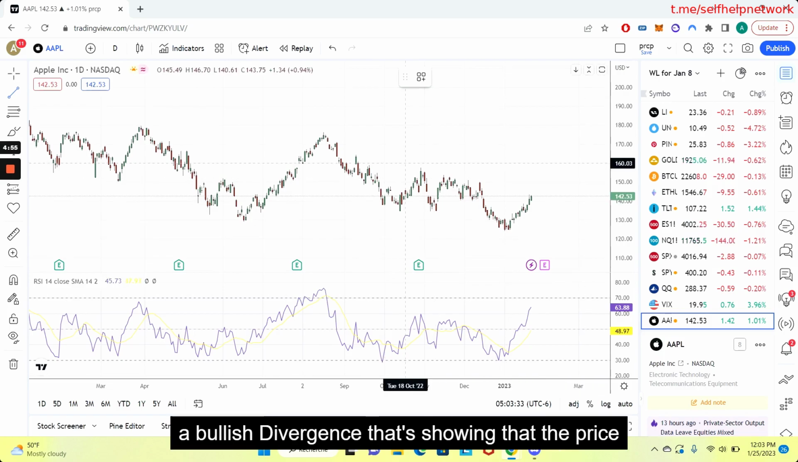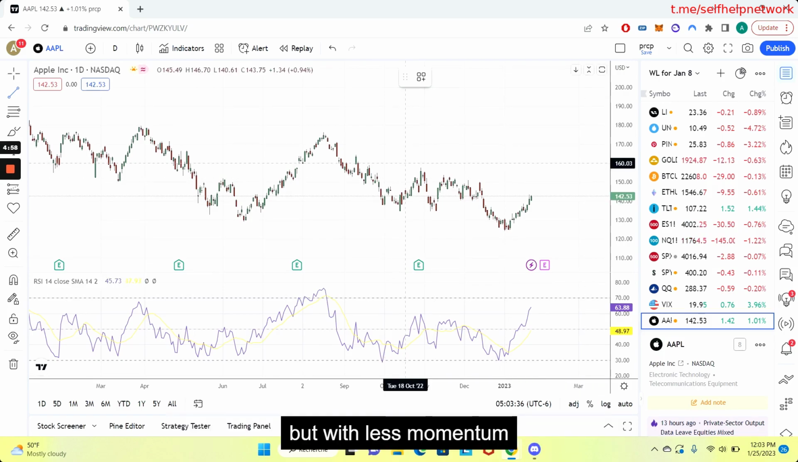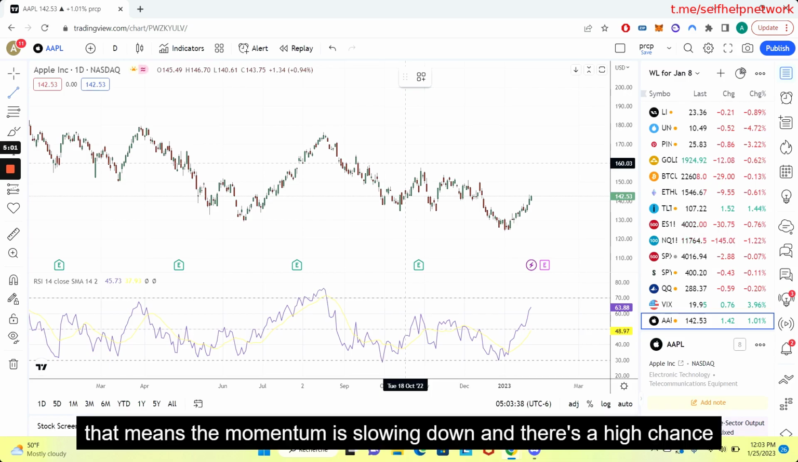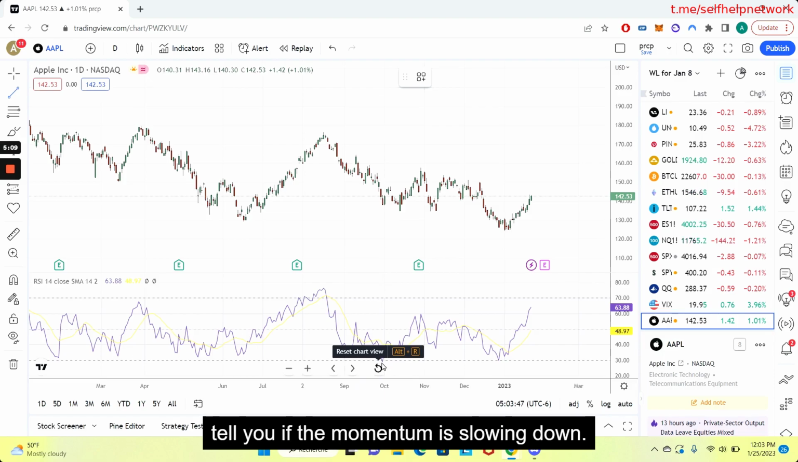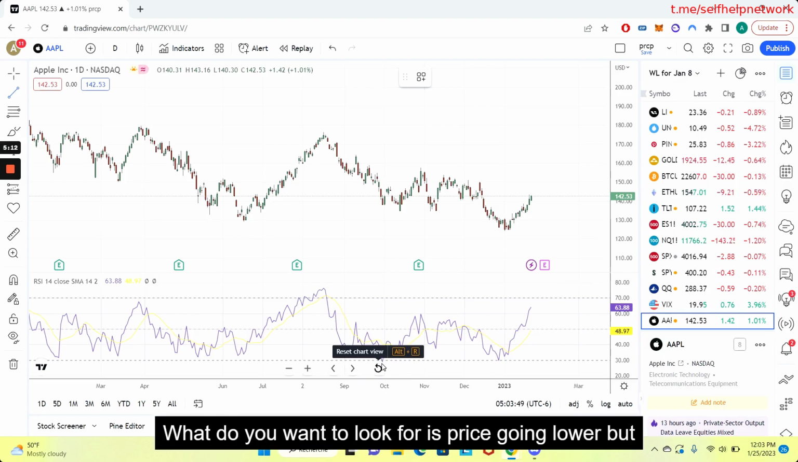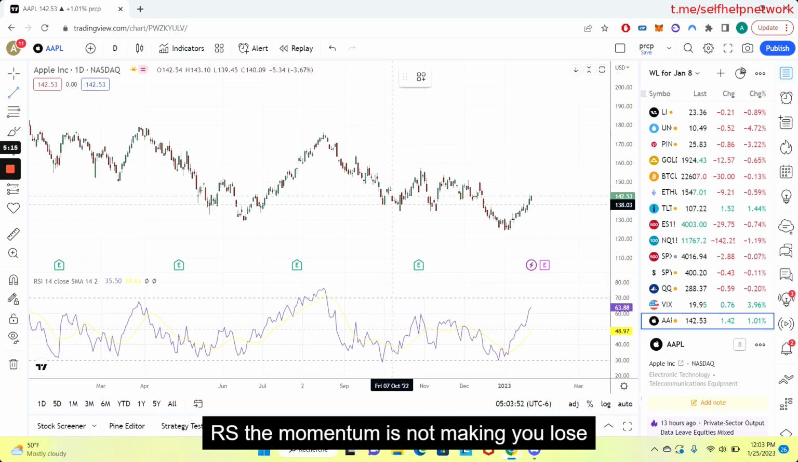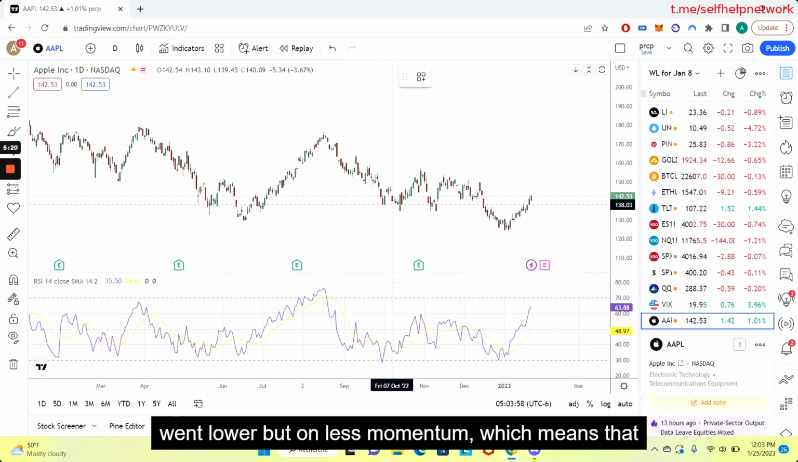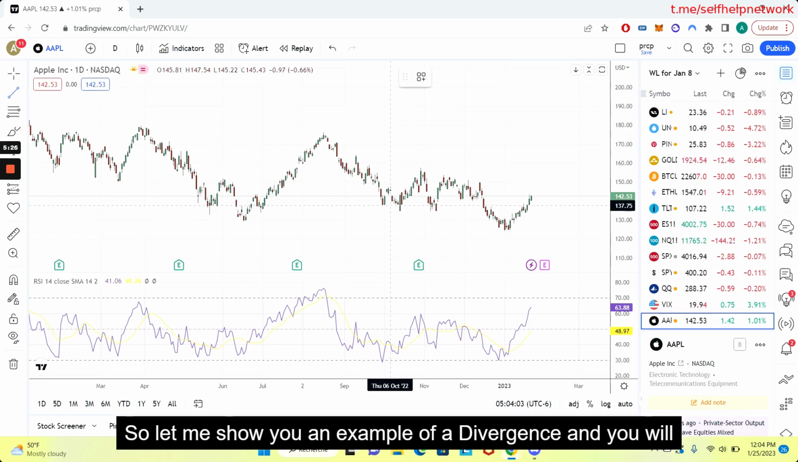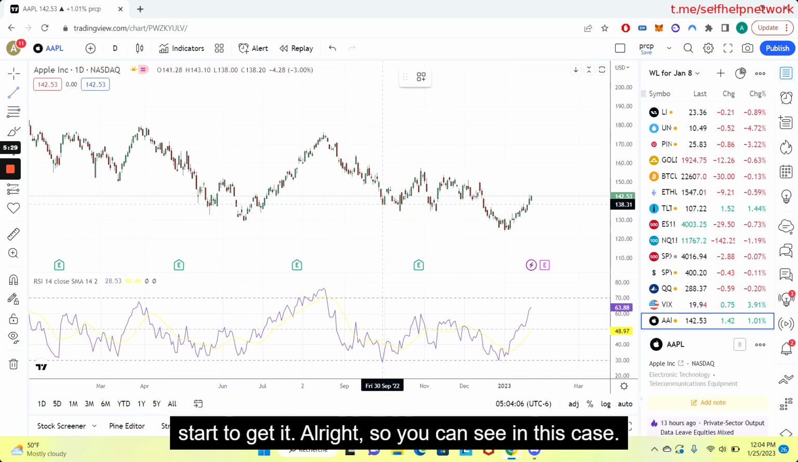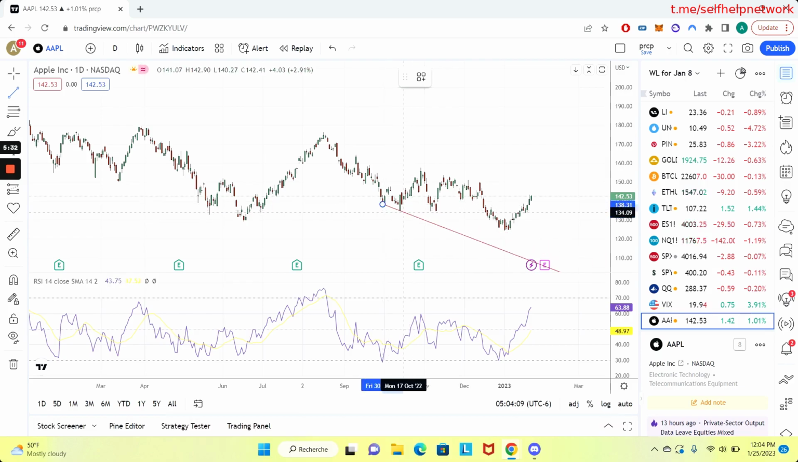That's showing that the price made new lows, but with less momentum. That means the momentum is slowing down and there's a high chance of reversal. You see how the story is playing out? Just because RSI went oversold does not tell you if the momentum is slowing down. What you want to look for is price going lower, but the momentum is not making new lows. That's called a bullish divergence because price went lower but on less momentum, which means that the momentum is changing direction now. So let me show you an example of a divergence and you will start to get it. All right. So you can see in this case, from here to here, price went lower.